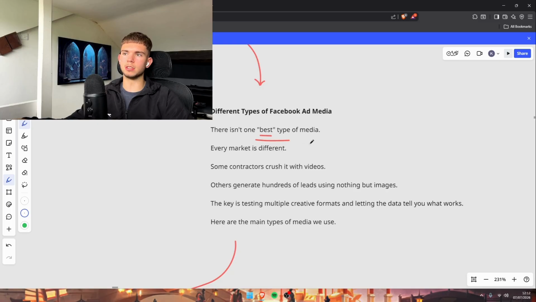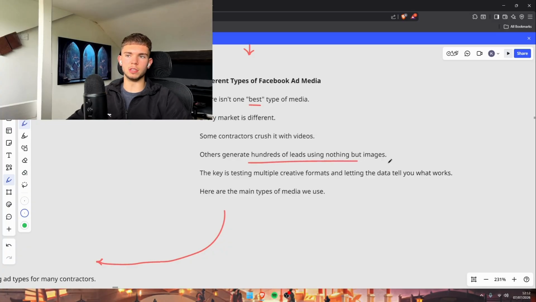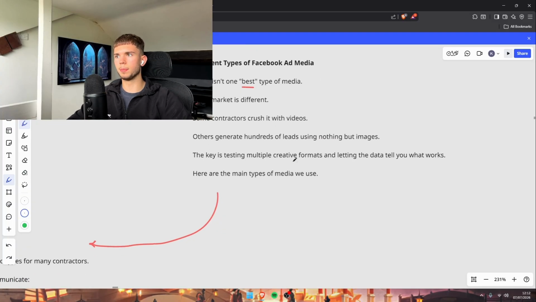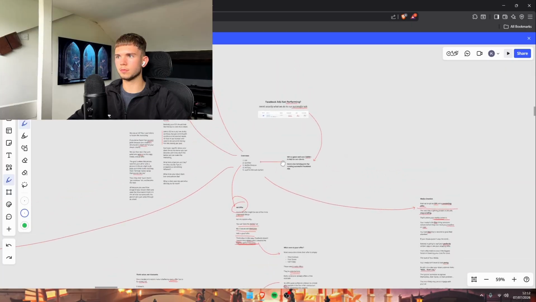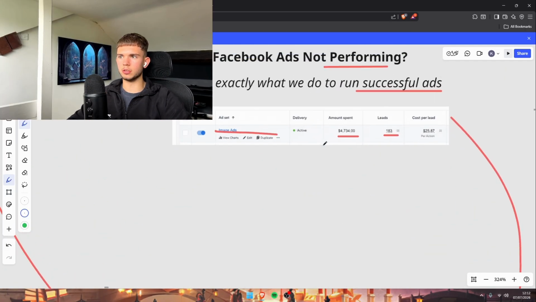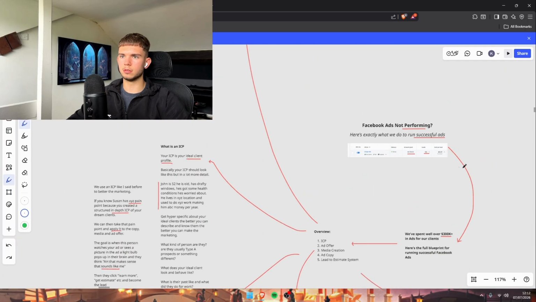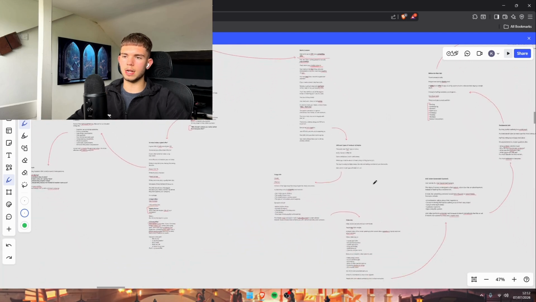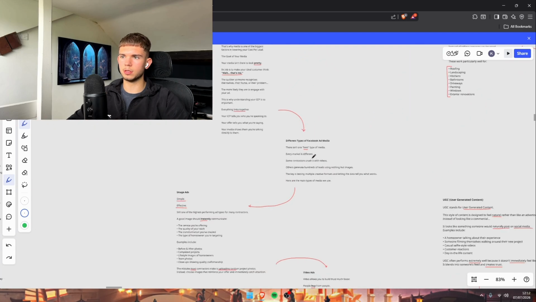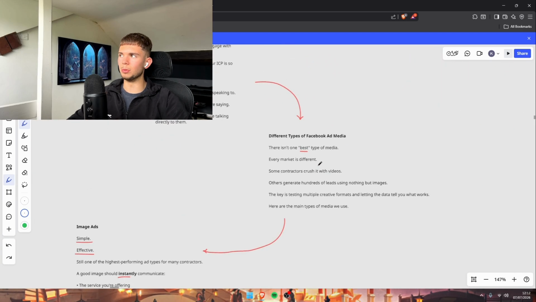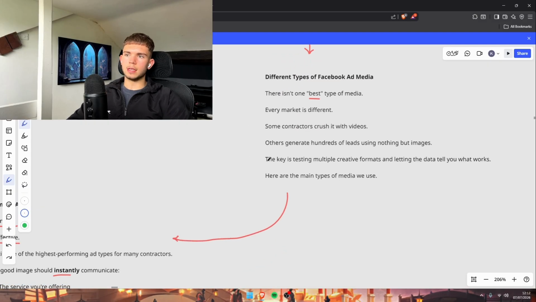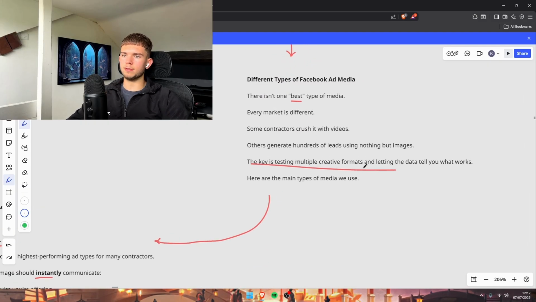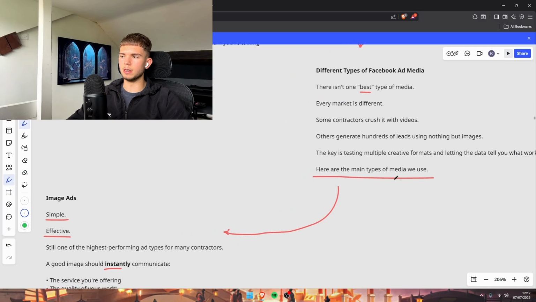There isn't one best type of media. Every market is different. Some contractors crush it with videos. Others generate hundreds of leads with nothing but images, right? As you can see, image ads, 183 leads. That was an ad set in one of our clients' campaigns where we literally just did images. The key is testing multiple creative formats and letting the data tell you what works, right? So here are the main types of media that we use.